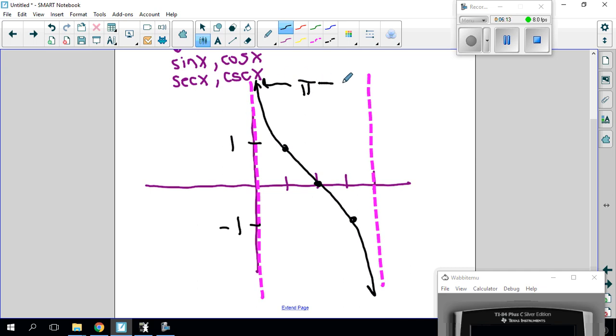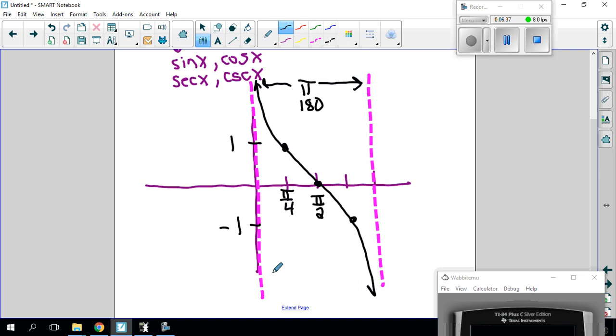Blatant memorization. Pi, or 180. This is pi over 2. This is pi over 4. So if somebody asks you cotangent of pi over 4, you say 1. Somebody asks you cotangent of pi over 2, you say 0. Somebody asks you cotangent of pi, you go undefined. Cotangent of 0, you say undefined.